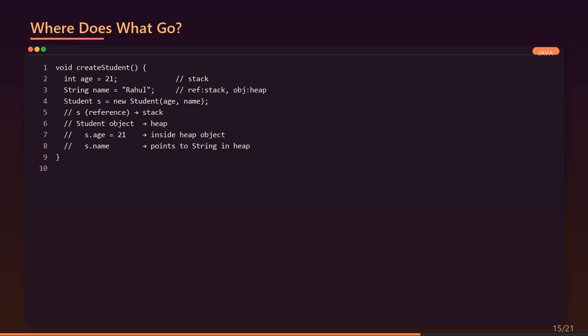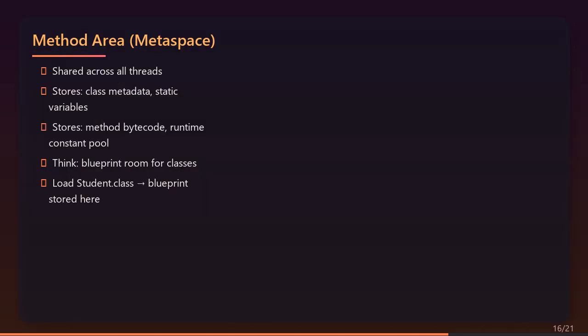Inside that heap object, age is stored as 21, and name points to the string Rahul, also in the heap. When createStudent returns, the stack frame is popped. The references are gone. But the objects on the heap remain until the garbage collector finds nobody is pointing to them anymore.